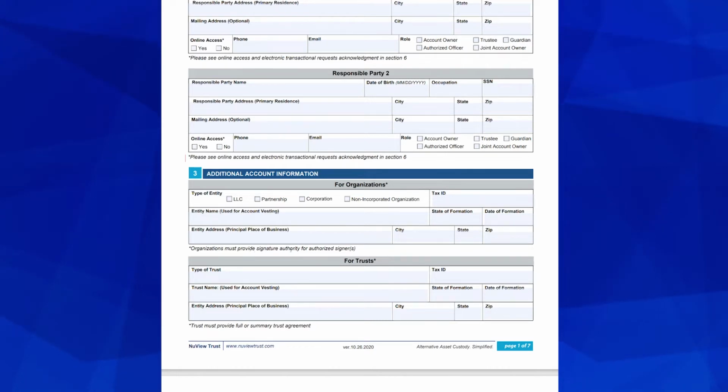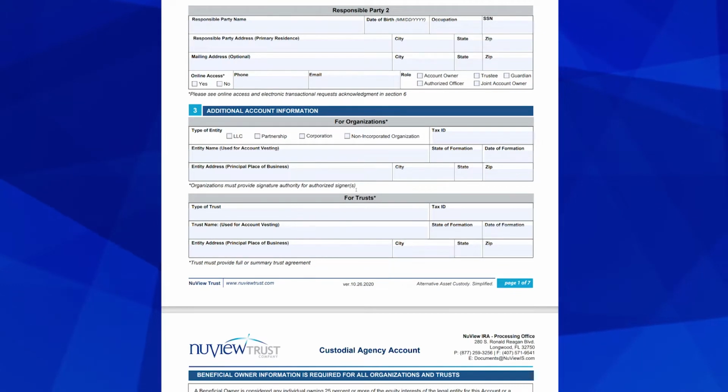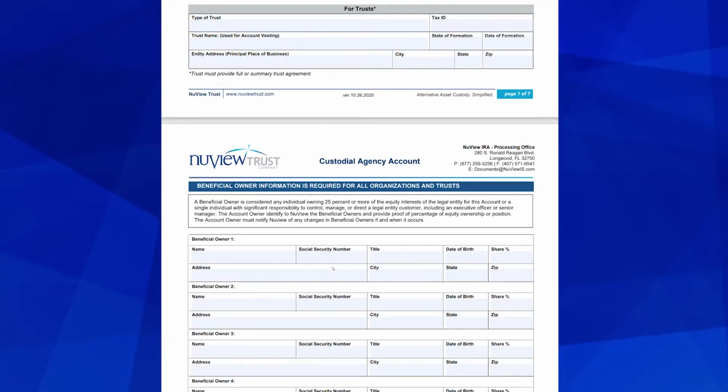Please, for organizations, keep in mind they must provide signature authority for authorized signers. We'll keep them, making sure that we can process things on behalf of the signers that are signing for the organization. For trust, a similar type of section: type of trust, tax ID, trust name, state of formation, date of formation, entity address, city, state, zip. And trust must provide a full summary trust agreement. We want to ensure we're establishing an account on behalf of a trust that actually is in existence and has been formed, and that paperwork helps us determine that.